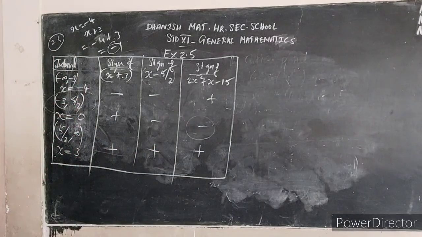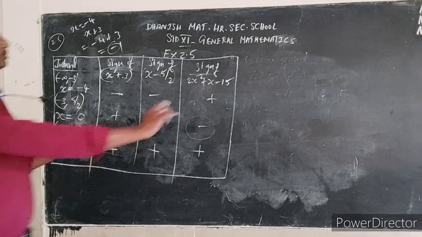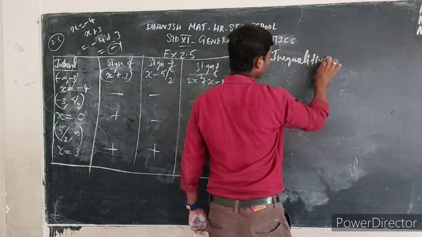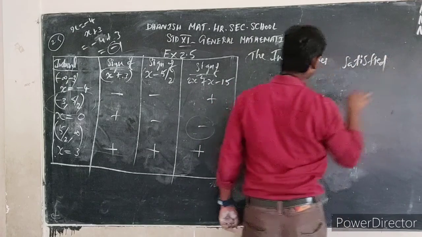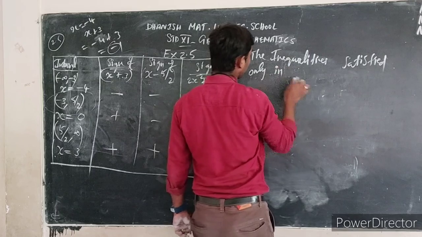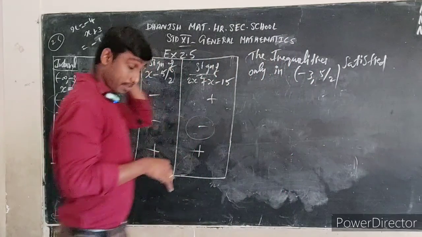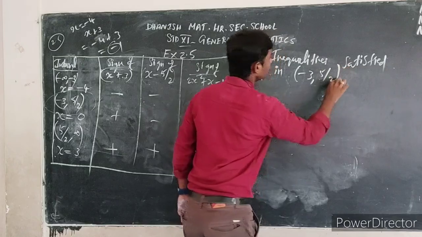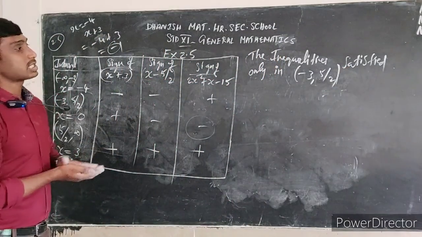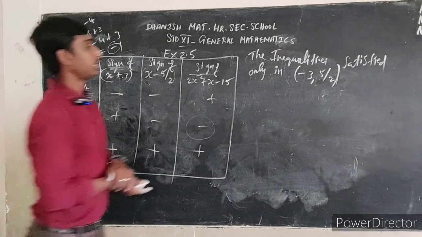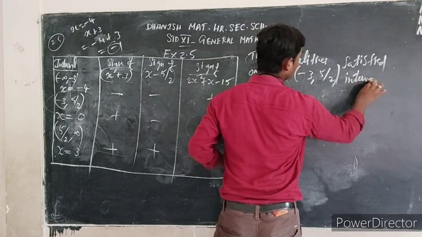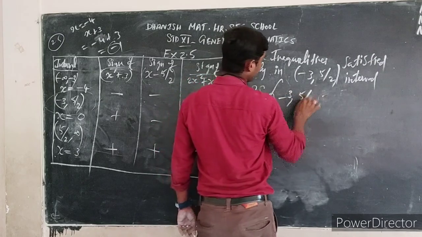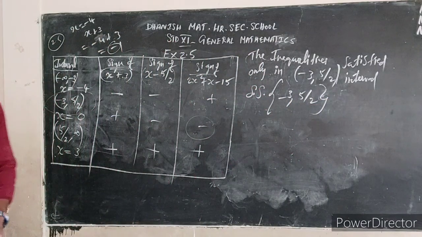What is the interval here? Minus 3 comma 5 by 2. Where is the inequality satisfied? The inequality is satisfied only in the interval minus 3 comma 5 by 2, because the inequality requires a minus sign, and only this interval has it. Now the solution set is minus 3 comma 5 by 2. So here we have solved the inequality.